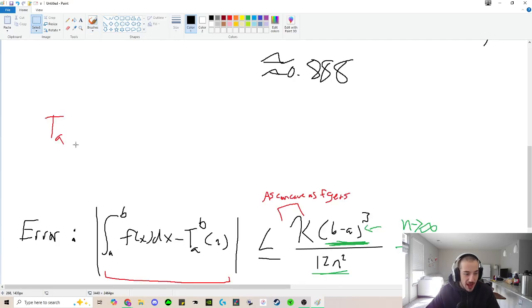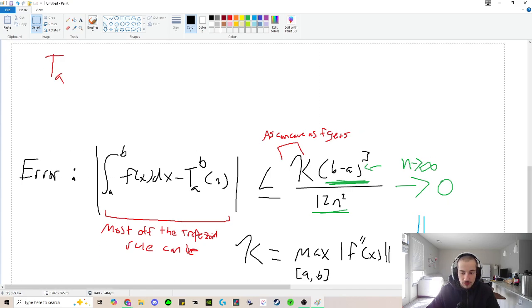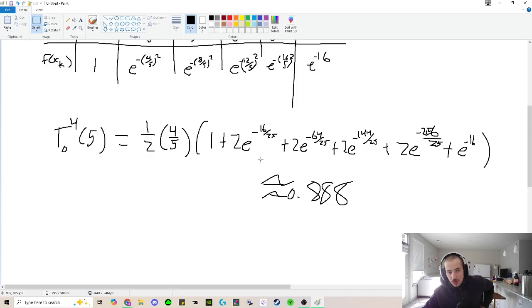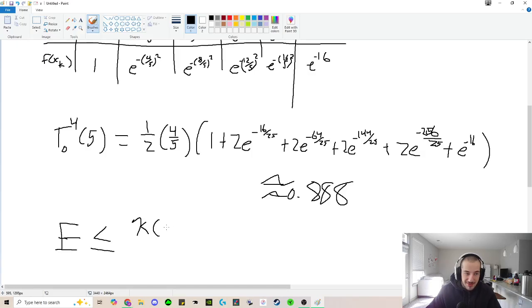Let's go ahead and bound the error. This is going to be the error function that we're going to be using, right? So let's go ahead and bound the error. So error is going to be less than or equal to, we said, kappa times (b minus a), which is 4 minus 0, so 4 cubed, over 12n squared.